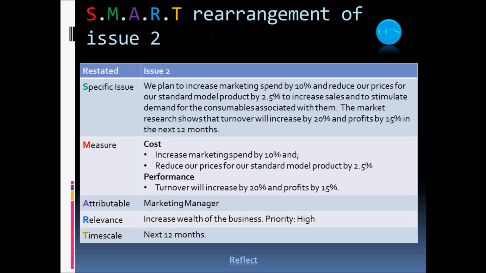Looking at this from a SMART perspective, we can see that the objective is very specific. It has enough detail for us to identify a specific set of outcomes. It's measurable both from a cost perspective and from a performance perspective. Costs will increase in terms of marketing spend, and we will reduce our prices, which in effect is a cost to the organization. But in return, it will increase turnover by 20% and notably profits by 15%, and these are directly measurable.